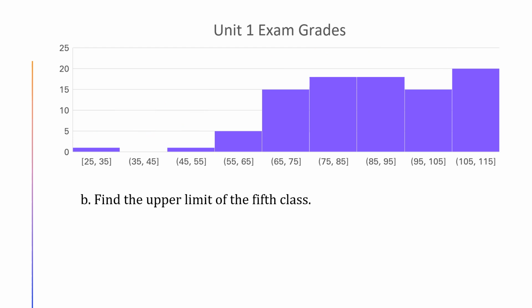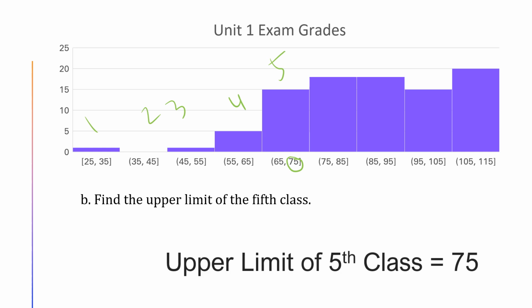Find the upper limit of the 5th class. Let's label these again: 1, 2, 3, 4, 5. The 5th class, our upper limit, I just accidentally drew over it. Our upper limit for that 5th class would be 75. So super easy, just reading that off of there.